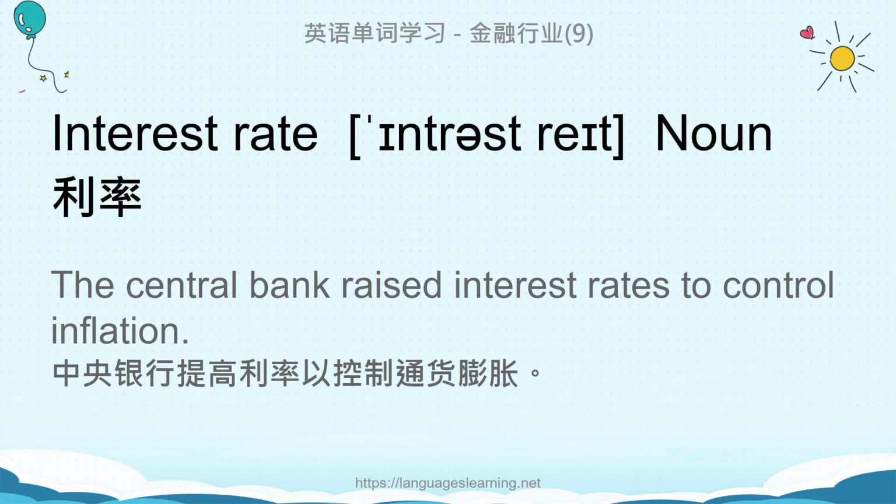Interest rate. The central bank raised interest rates to control inflation.